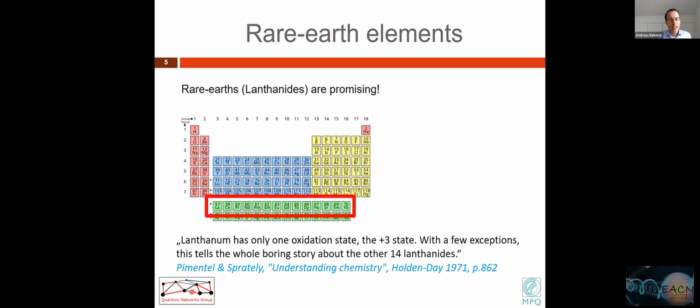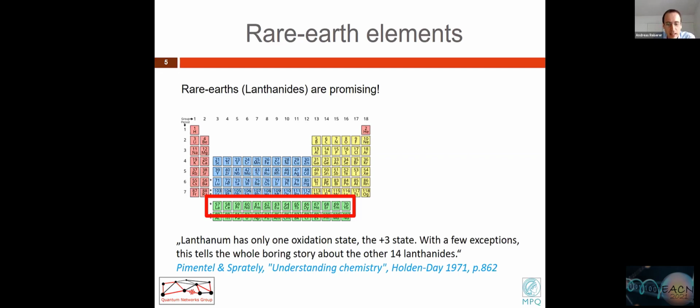If you try to find them in the periodic table, they are in the section which is quite often hidden in the lecture halls, because to chemists it's not a very interesting region. So let me quote a textbook where they say that lanthanum has only one oxidation state, the 3+ state, and with a few exceptions, this tells the whole boring story about the other 14 lanthanides. Right? So for chemists, they all have very similar properties, and that's also why they are difficult to separate chemically. But that's a story for chemists.